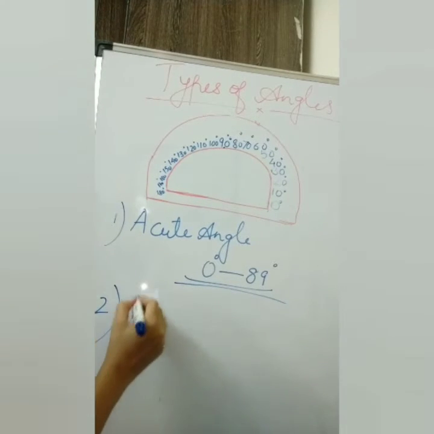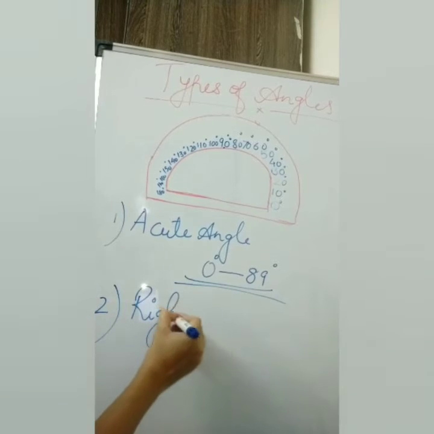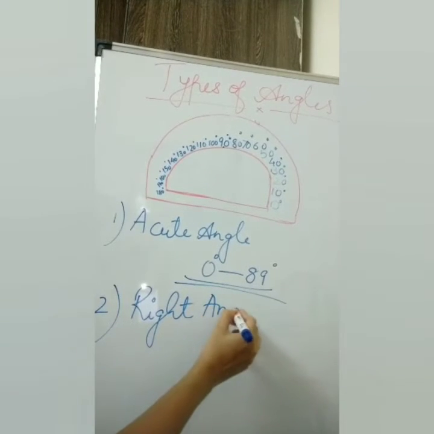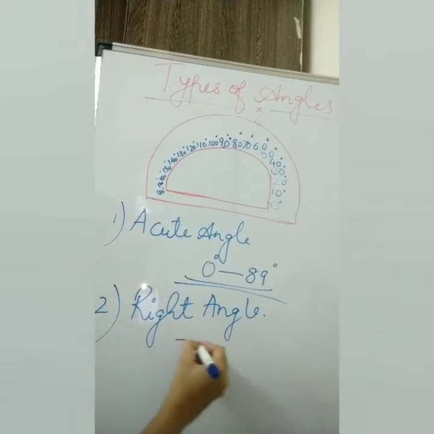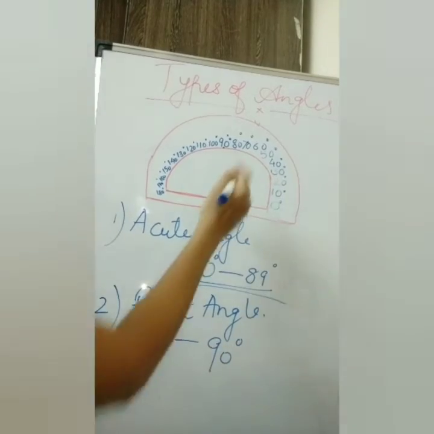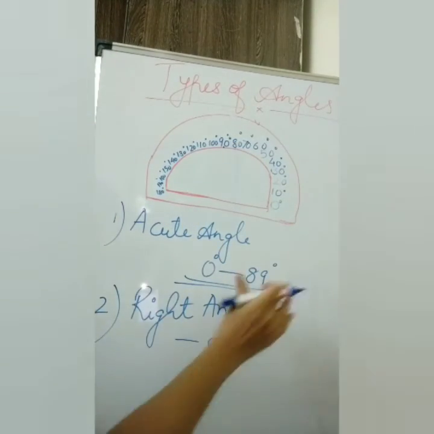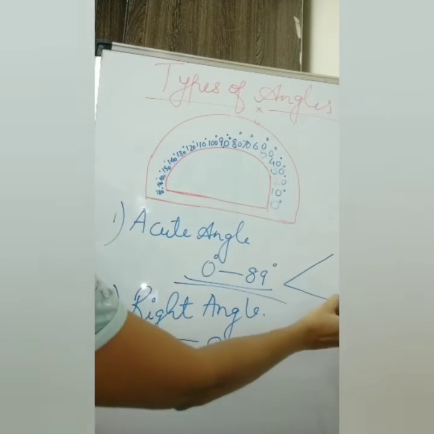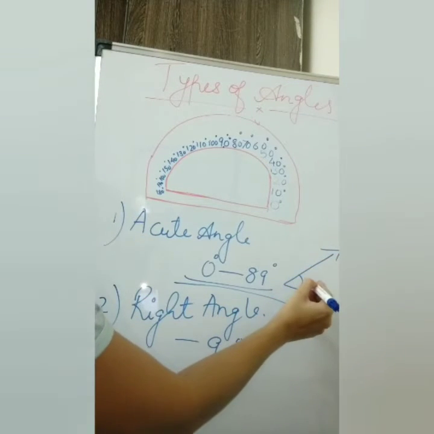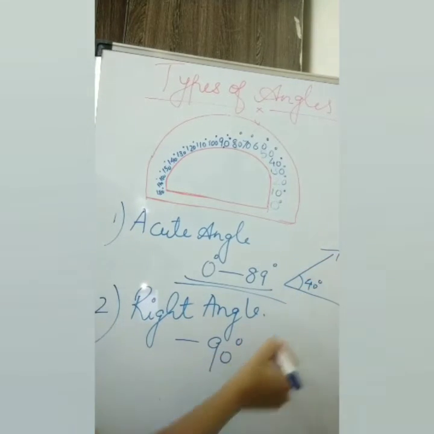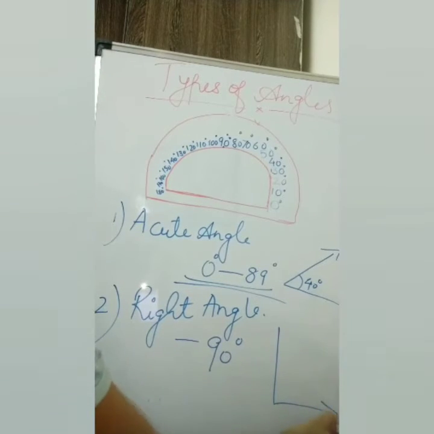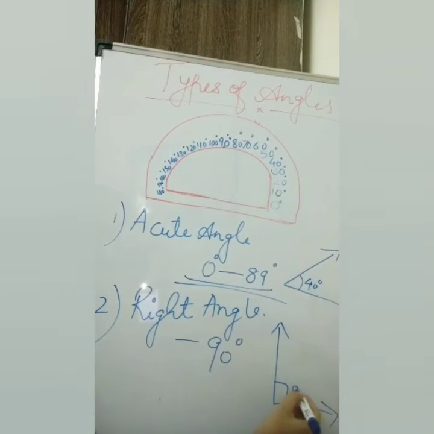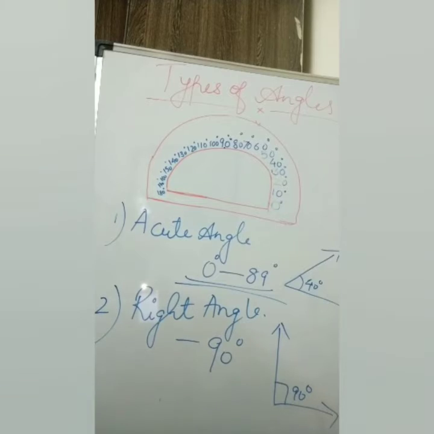Now the second one is right angle. What are right angles? An angle whose measurement is 90 degrees, a straight angle. So an acute angle will form like this, 30 degrees, 40 degrees like this, and a right angle will be like this, 90 degrees.